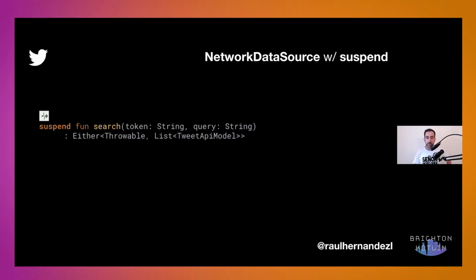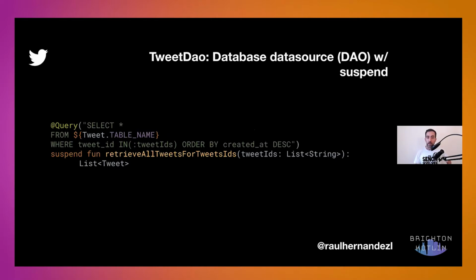And on the right side, the successful result. That means a list of tweets that I'm expecting to have. Either is actually very similar to calling result. So if you're familiar with calling result, this is essentially the same. Then if I want to do the same with the databases, the DAO for me is this.